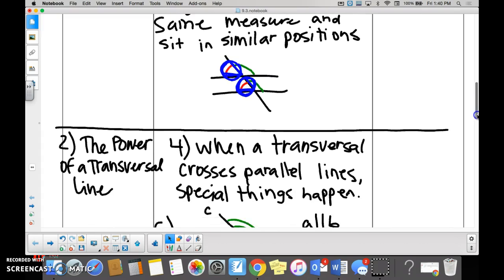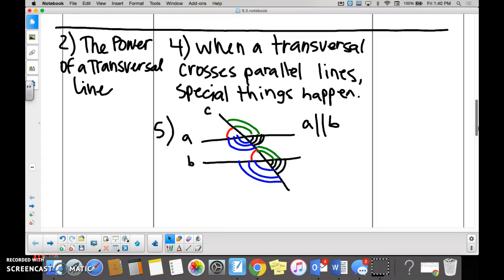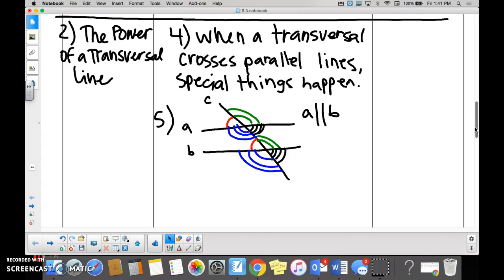Okay, then Miss Ackerman brought you through when a transversal happens to parallel lines, special things start taking place, and you can have angles that are equal. Everybody see what I'm doing? This angle right here and this angle right here, why are those angles equal? Who can tell me the reason they're equal? Because they're vertical. Vertical. We know vertical angles are equal.